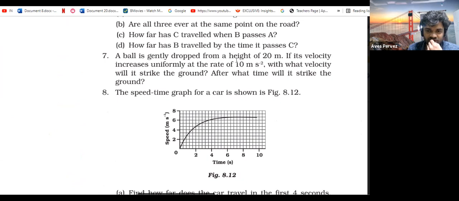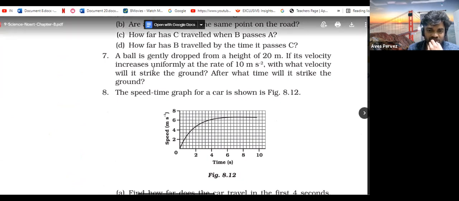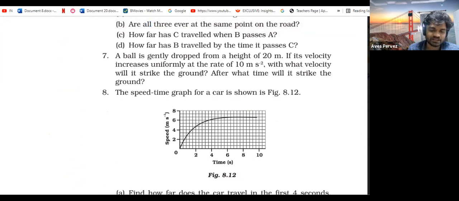A ball is gently dropped from a height of 20 meters. If its velocity increases uniformly with acceleration 10, what is the velocity when it strikes the ground? Here the acceleration will be taken as positive because the ball is being dropped, and when we drop a ball its speed constantly increases. The initial velocity will be considered as zero, because when we are dropping something the initial velocity is zero, and we need to calculate its final velocity just before touching the ground. You can calculate it using the formula v = u + at.